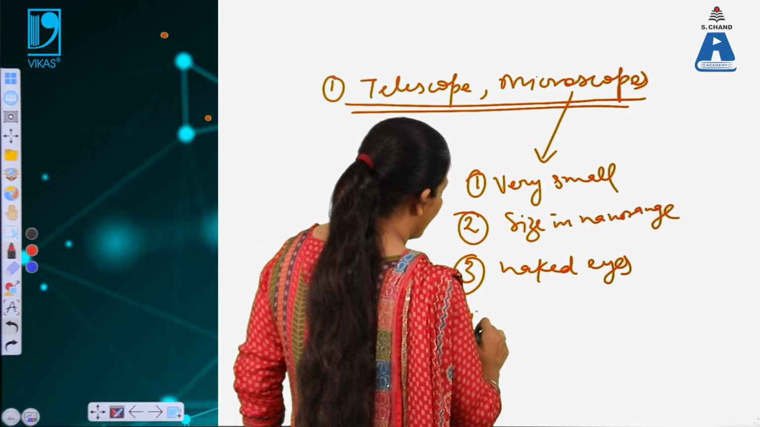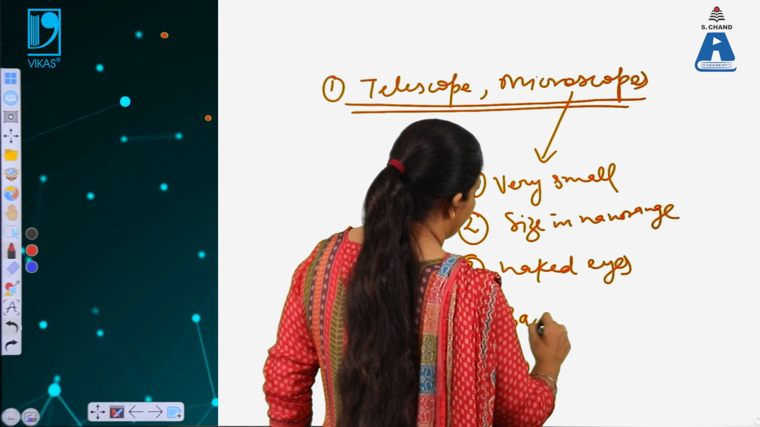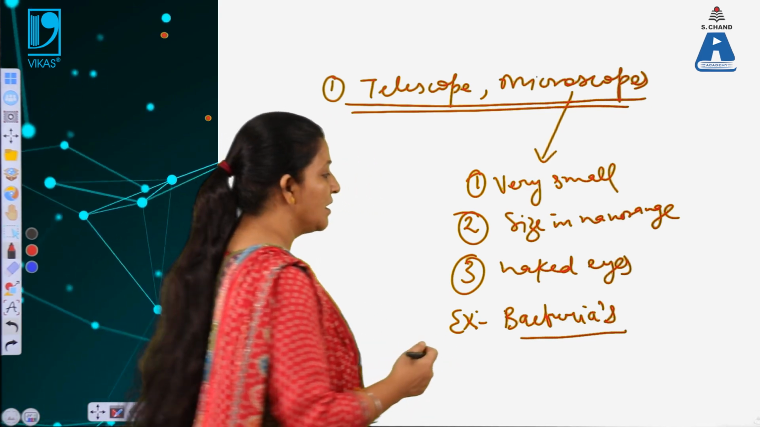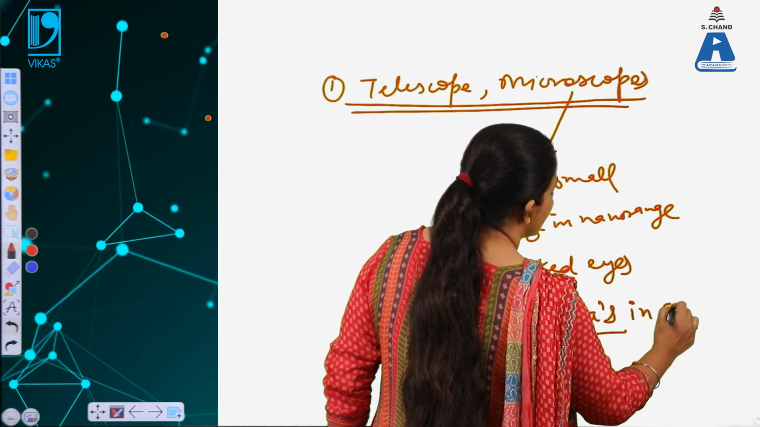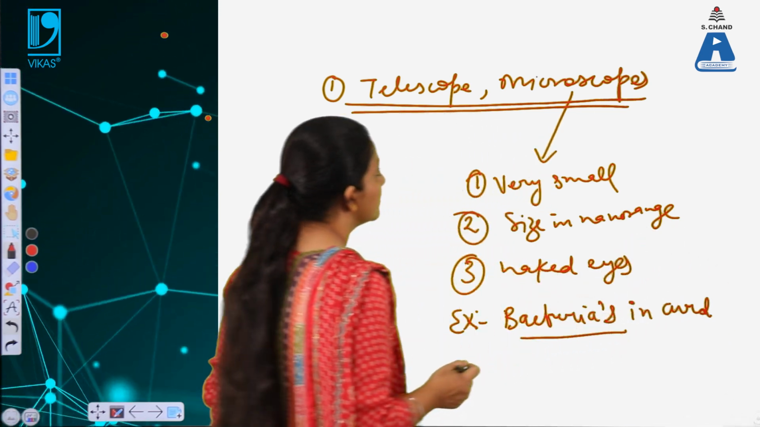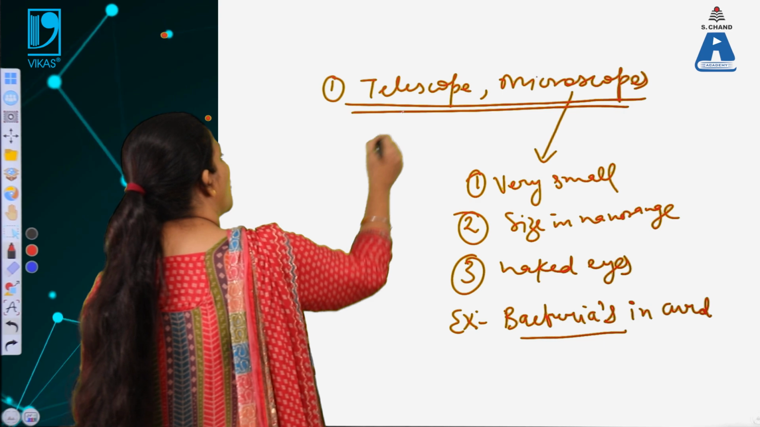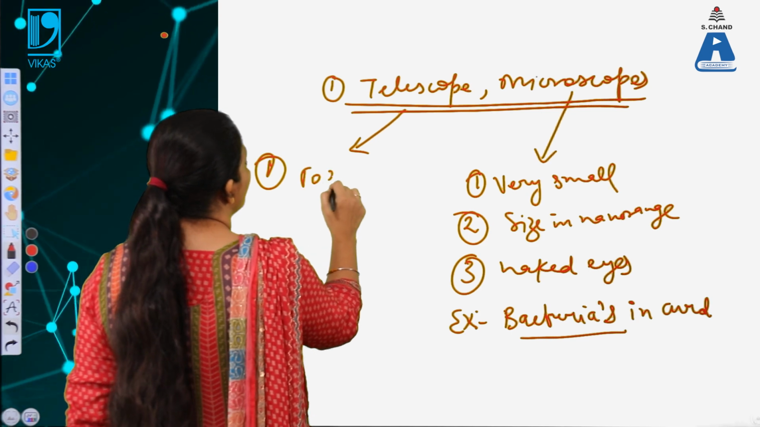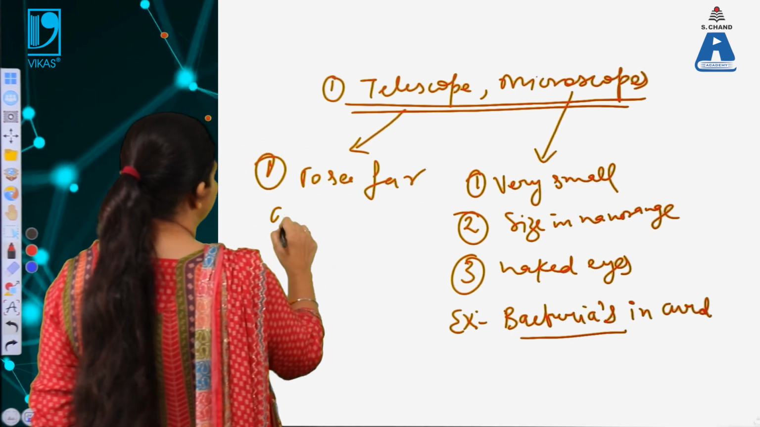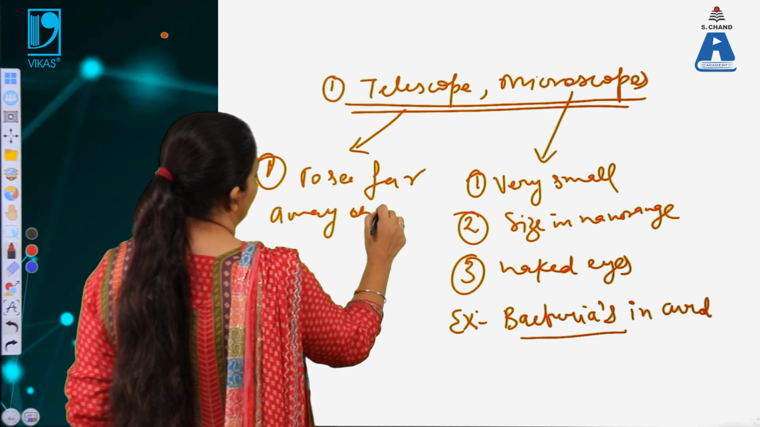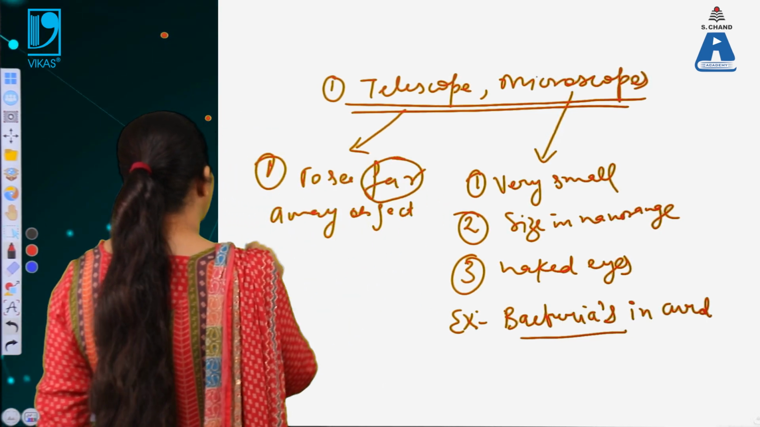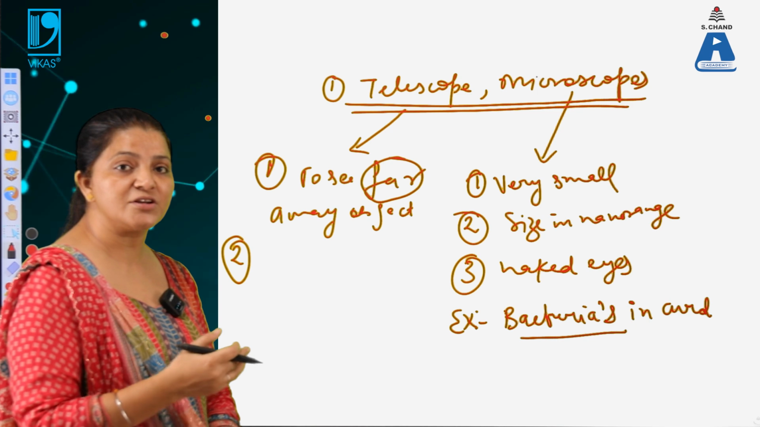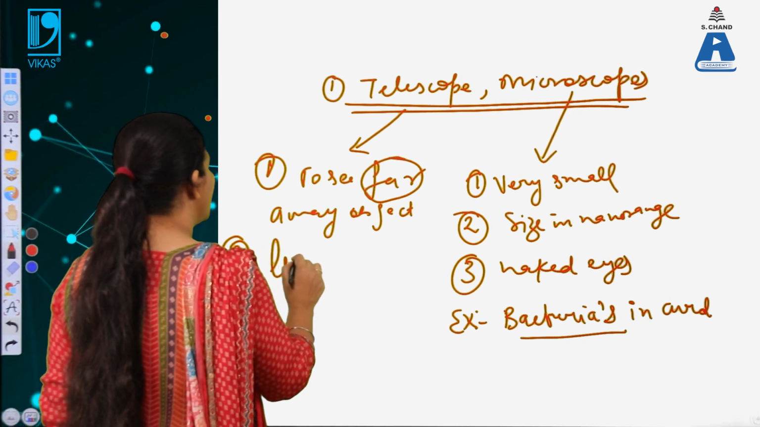For example, if we want to see bacteria that are useful for us in curd, that can be seen by microscopes. Now the telescopes: these are also optical instruments. These are used to see far away objects. What does far away objects mean? It means if we want to see objects which are at a distance of light years from us, a very large distance.